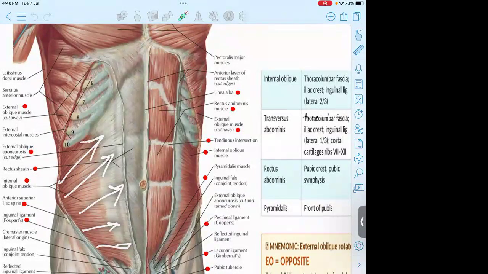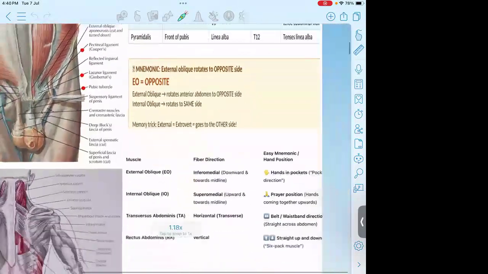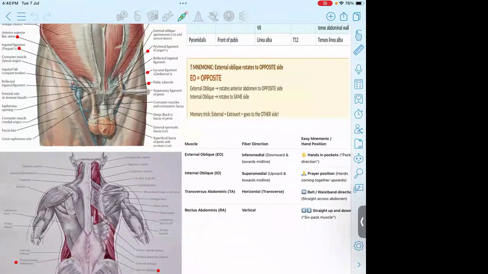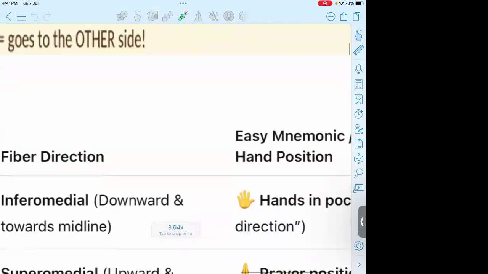So if I use an analogy here, we can use the prayer position. See this prayer position. Internal oblique muscle fiber is in the prayer position, or theoretically it is superomedial, upward and towards the midline. Okay, this is important, and you can use the analogy to remember this prayer position. So internal oblique muscle fiber we can recognize like this, the prayer position. Okay, like this.